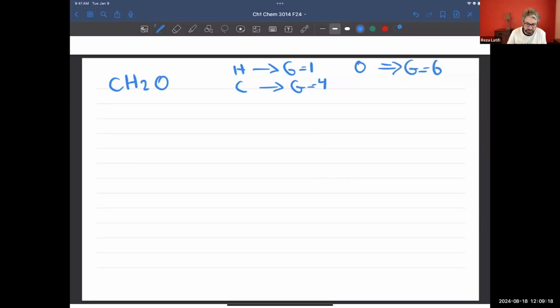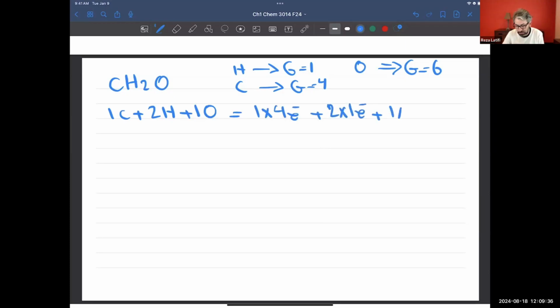Okay, so what we're going to say is, I see 1 carbon, 2 hydrogens, and 1 oxygen. Of course, there is no charge, so no need to write the charge. And then say 1 multiplied by 4 electrons for carbon plus 2 multiplied by 1 electron for hydrogen, and 1 multiplied by 6 electrons for oxygen. That's going to give you 12 electrons. Okay. Never ever put hydrogen as a central atom. You don't have an option.